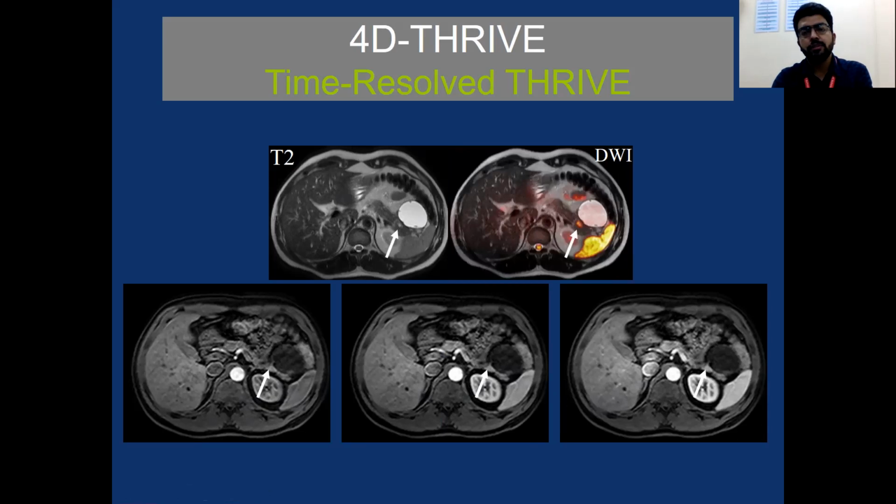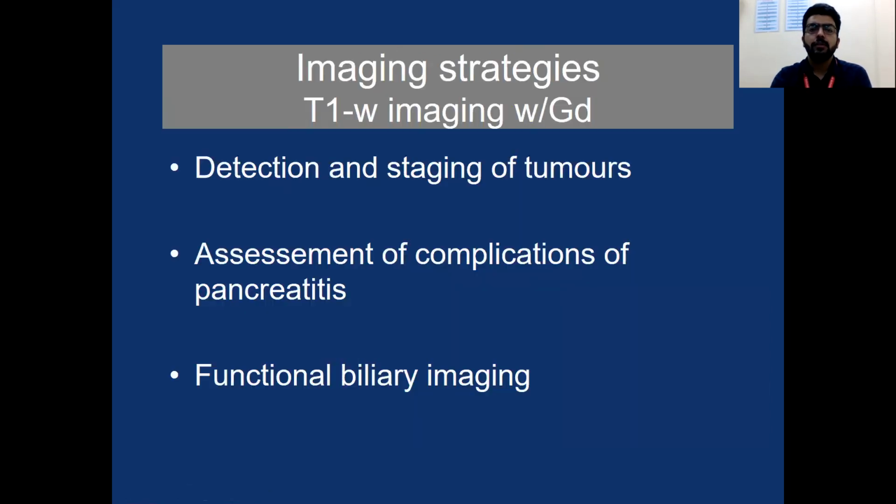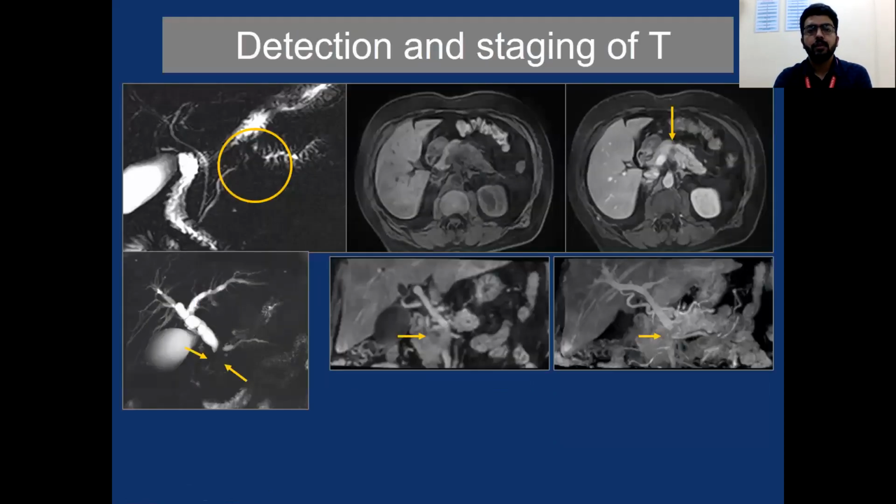This is diffusion weighted imaging, or fusion imaging of T2 weighted and diffusion weighted imaging. So where are these things used? These are used in detection and staging of tumors, assessment of complications of pancreatitis, and functional biliary imaging. For detection and staging of tumors, we can very well do the coronal MPR imaging, and these are the images wherein we see the pancreatic duct or the intrapancreatic neoplasm, where there is an abrupt filling defect seen in the pancreas.